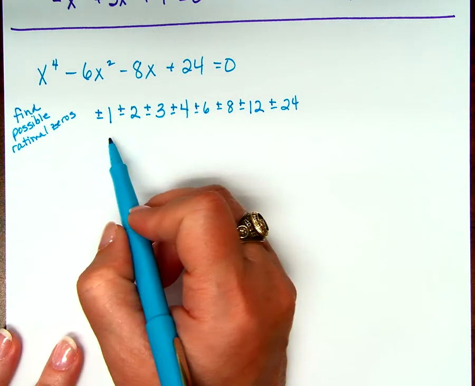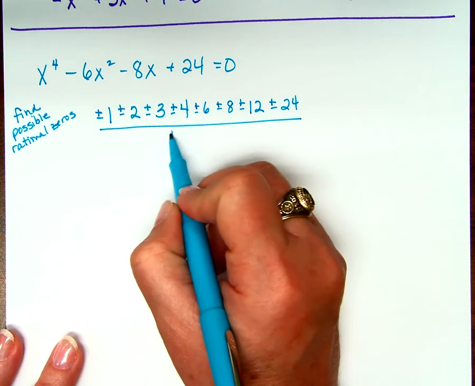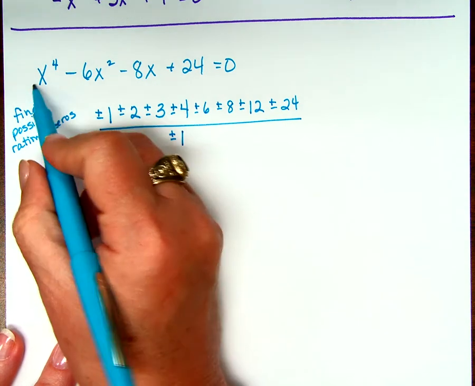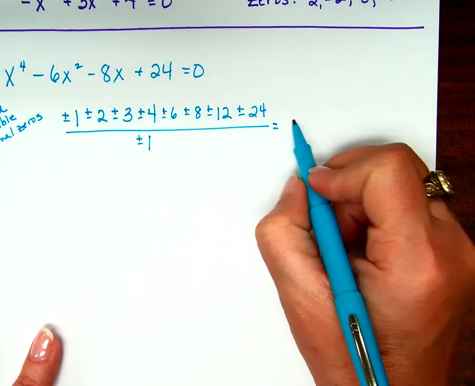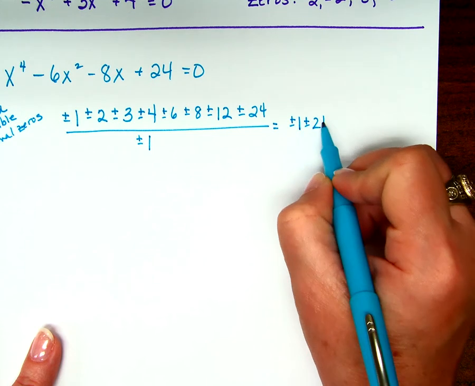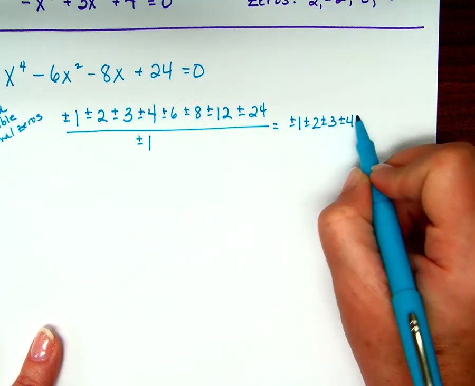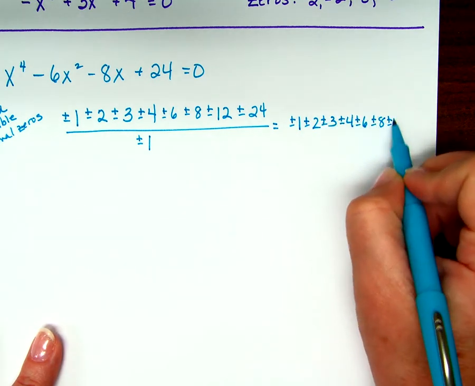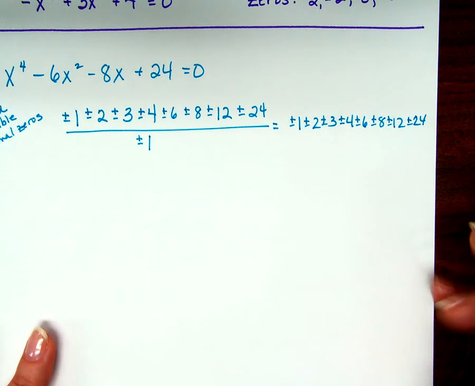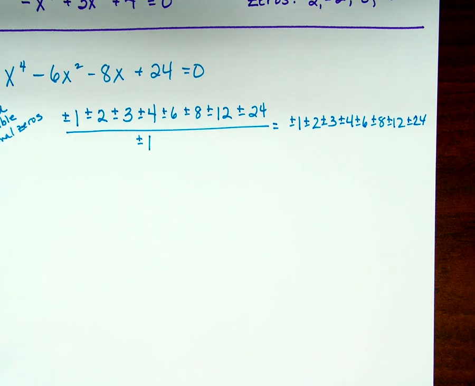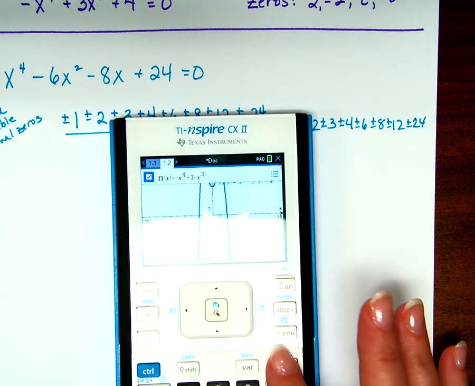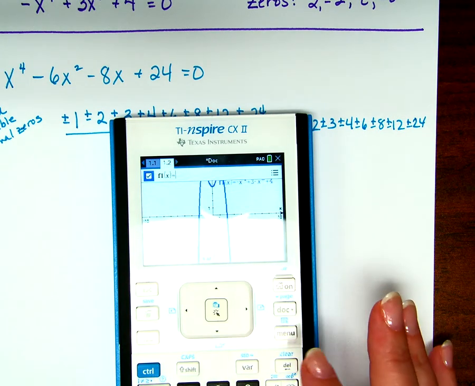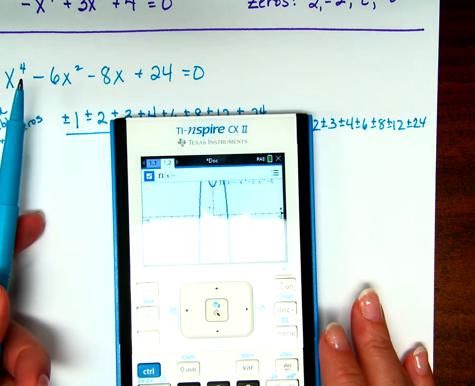Now, what are all the factors of the leading coefficient? Yeah, it's just a 1, so I just have 1, right? So guess what happens when I divide everything by 1? 1, 2, 3, 4, 6, 8, 12, and 24, right? Everything that I had originally, all the factors I had originally found. Okay? So, how many answers should I find? 4. And why 4? That's my degree, right?